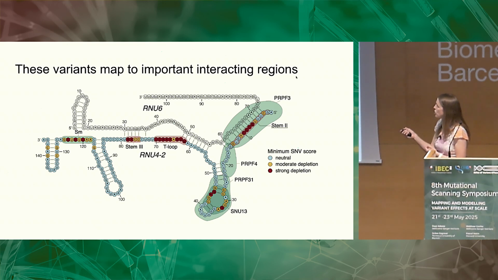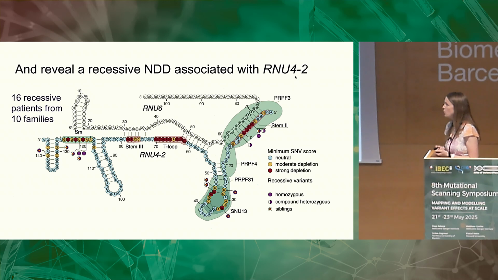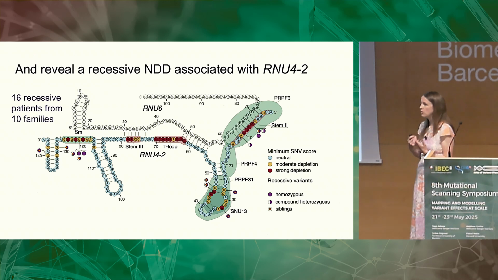This is where they map to on the structure. Here we've got U4 shown on the bottom, duplexed to U6. In the middle, these red regions are the critical regions for Renew syndrome. And these other variants map over here, down here, and also up here on this STEM3 region. Sorry, I should have said that here the strongly depleted variants are in red and the moderately depleted ones are shown in yellow. So when we then looked in rare disease cohorts across the world, we found 16 patients from 10 different families with homozygous and compound heterozygous variants that were depleted in our SGE assay, that all mapped to these three regions that we identified.